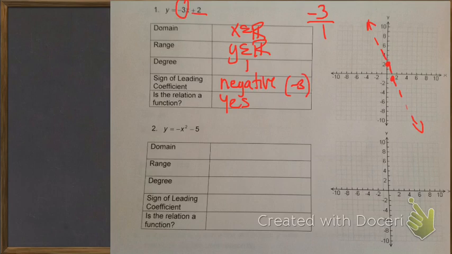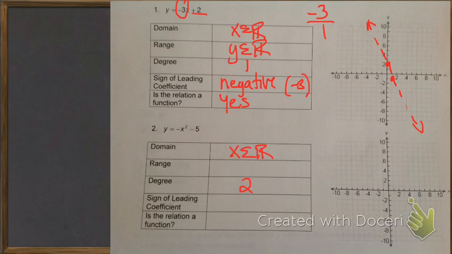For number 2, you have a quadratic relation, negative x squared minus 5. Now, what's nice about this is you don't actually need to state this in factored form. Negative x squared minus 5, we know that the domain is x can be any real number. The range we're going to hold off on because we're going to look at our sketch first. The degree is 2. Any quadratic has a degree of 2.